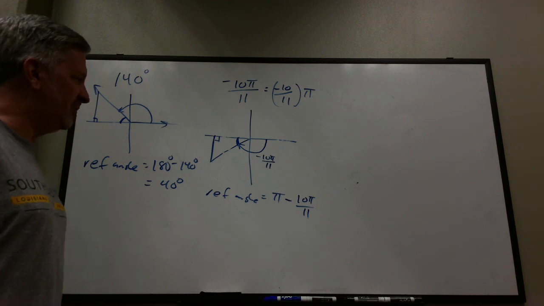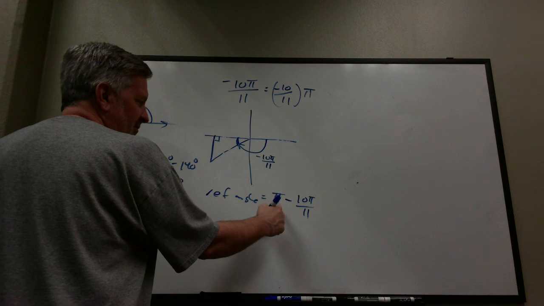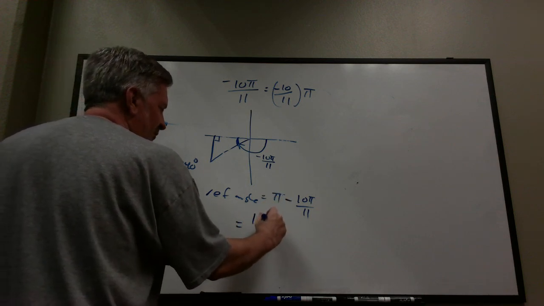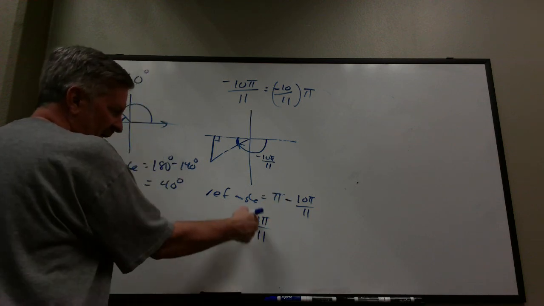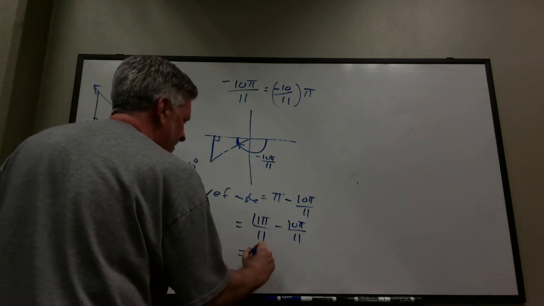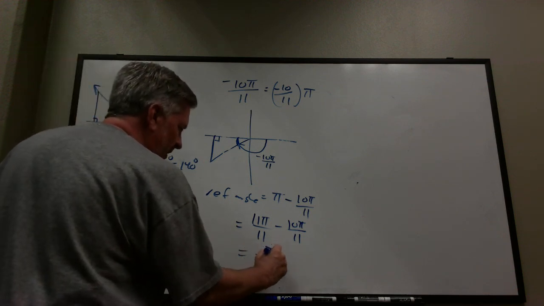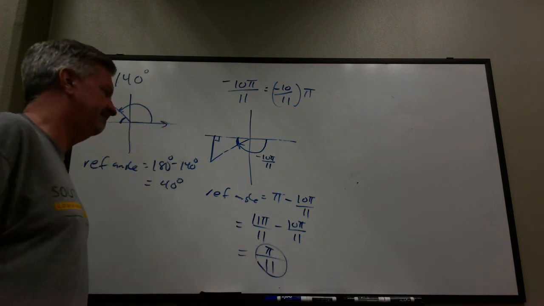Now here you just have to do some arithmetic, get a common denominator. The common denominator is 11, so I have to multiply the pi by 11 over 11. 11 pi over 11 is 1 pi, minus 10 pi over 11. And 11 pi minus 10 pi is 1 pi over 11. So there's your reference angle.